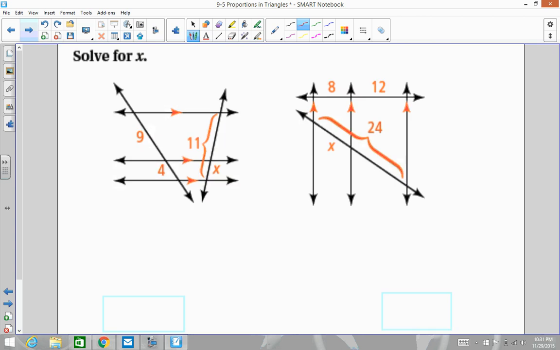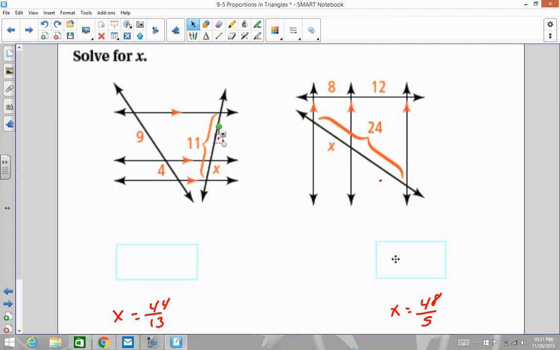So pause the video and do these two. Remember that this is 11. You don't need the 11. You need the part that's over here that's missing, just like in the last one. And same thing down here when you're doing that one. Okay, you should have those done by now. And so the value you should get here is 44 over 13. For this one, you should get 48 over 5.